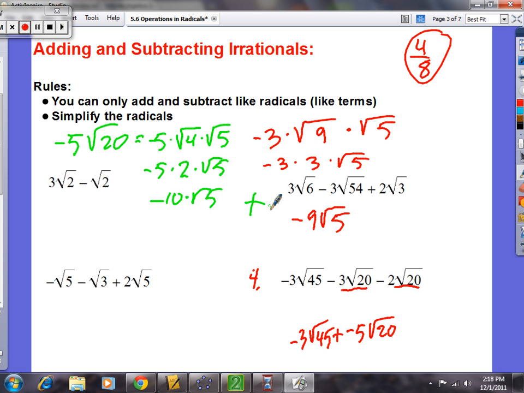plus negative 9 times square root of 5. Now they're like terms. You combine them and you end up with negative 19 square roots of 5.